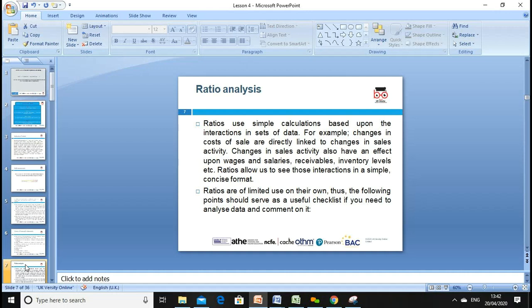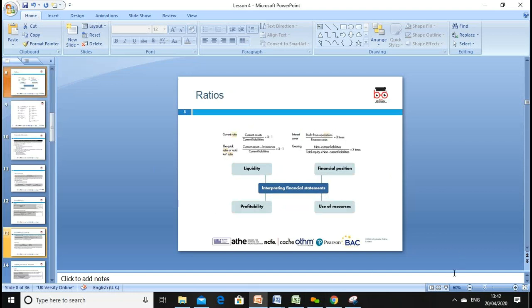Ratios are usually simple calculations based on the interaction in a set of data. For example, a change in the cost of sales is a direct result of a change in sales activities. The change in sales activities also has an effect upon wages and salaries, receivables and inventory, and ratios allow us to see these interactions in a simple, concise format. So ratios are of limited use on their own. Thus, the following points need to be followed: checklist the needs, analyze the data and comment on it.